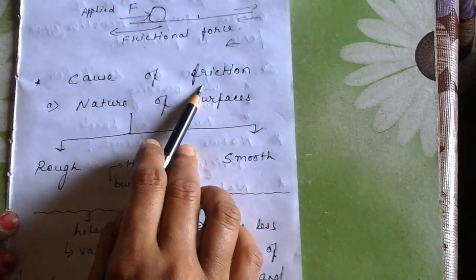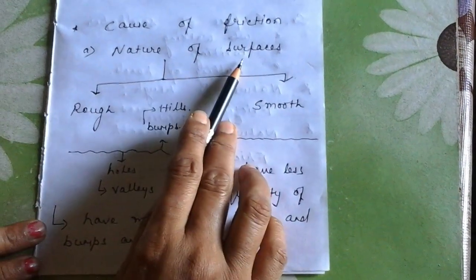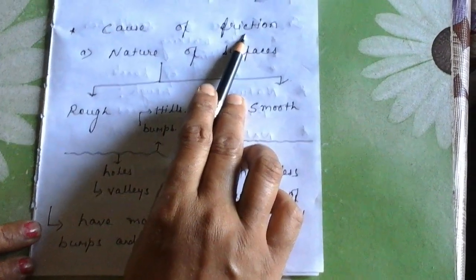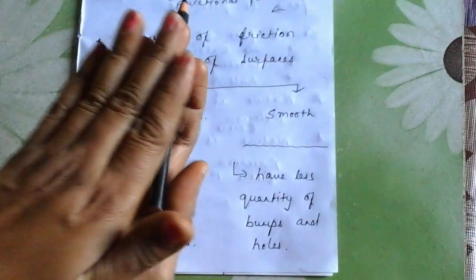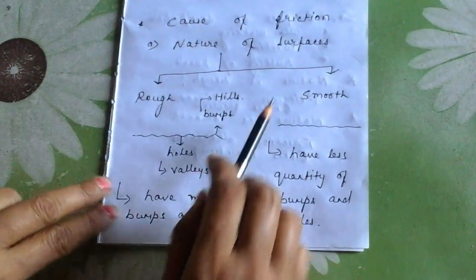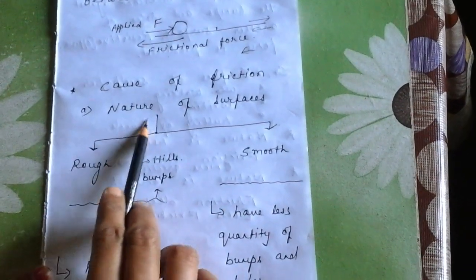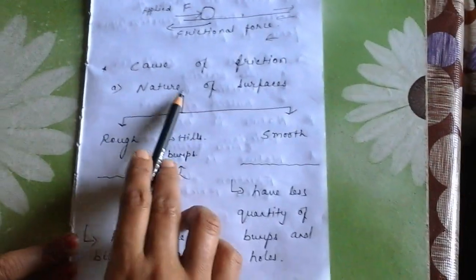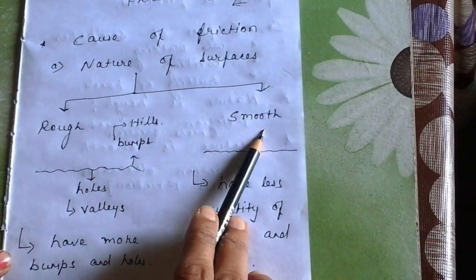Then what causes this friction? Where does it come from? It depends upon the nature of surfaces. Friction is a type of contact force. When two surfaces come in contact, friction comes into play. So first I will explain what the nature of a surface is. Nature of surface is of two types: rough surface and smooth surface.